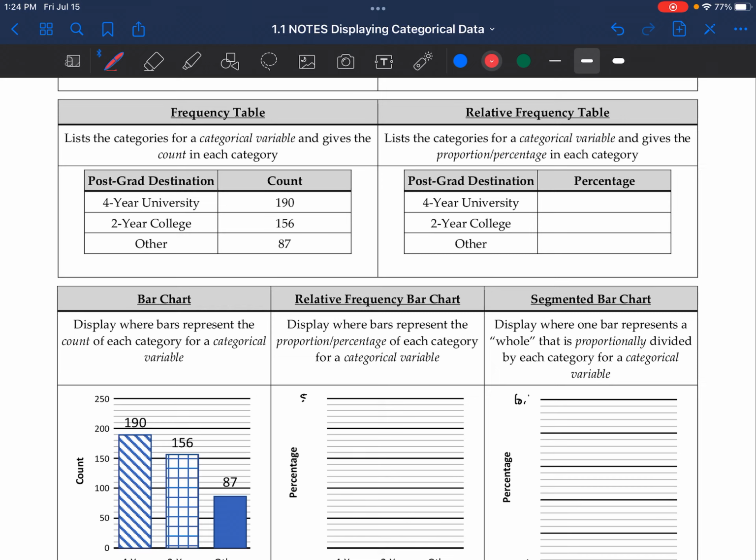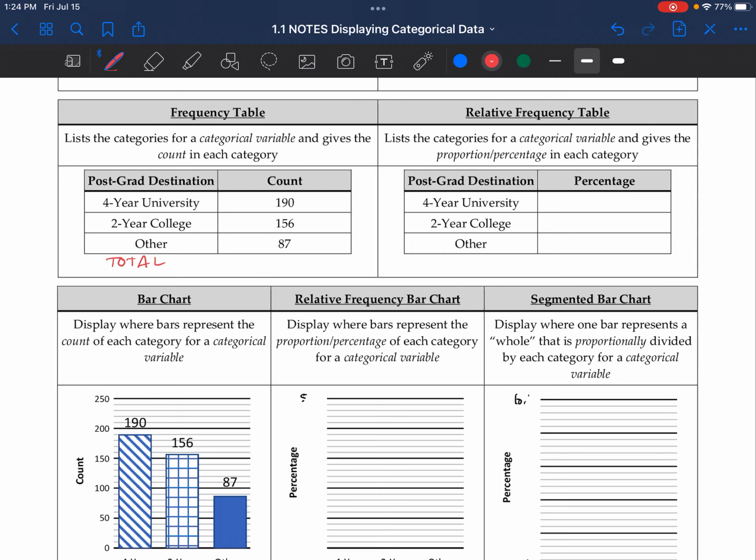So the first way that you can organize that is a frequency table. You see it right there. It's got the raw counts for each of those three groups for the category of post-graduation destination. Something that they might not do in the future is give you a total row. They didn't give us one here, and in the future you might not get one either.